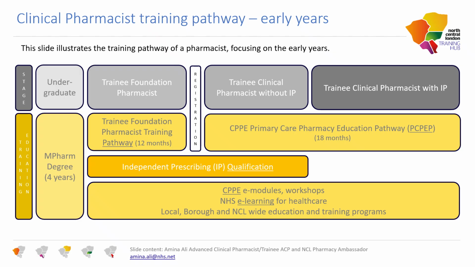Currently, the initial education and training of pharmacists is undergoing significant transformation, and this is in preparation for 2026, when all pharmacists will be qualified independent prescribers at the point of registration. This accreditation will be incorporated into the foundation training year from 2025. The diagram shows both pathways.